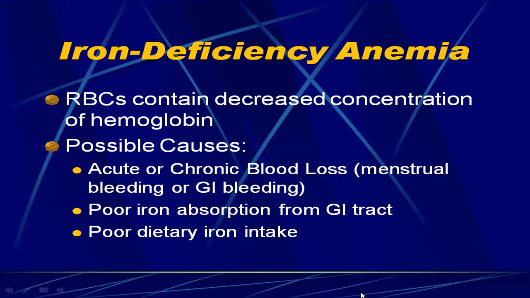Some possible causes that we see for iron deficiency anemia: if a person has an acute or chronic blood loss, such as menstrual bleeding or GI bleeding. Many women will have to take iron supplements because their blood loss is so great during their menstrual cycle. If we're losing iron because we're losing so much blood, then the iron has to be replaced, or the person will develop iron deficiency anemia.